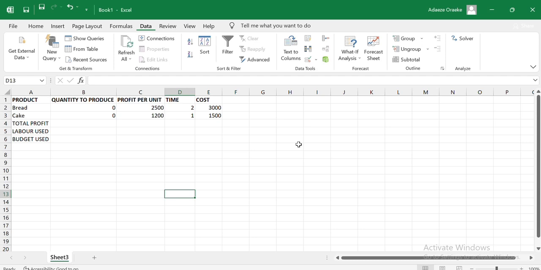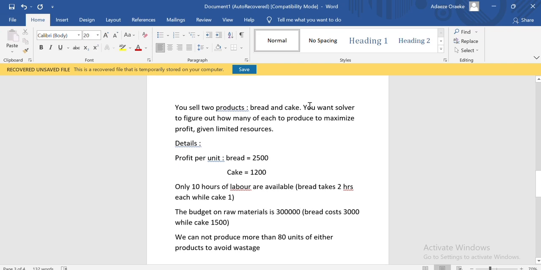We'll be continuing from where we stopped yesterday with the solver tool. Yesterday I explained what the solver tool was. I told you the uses of the solver tool. I told you how it's different from goal seek. I told you how to add it in your device. Now let's just get into it.